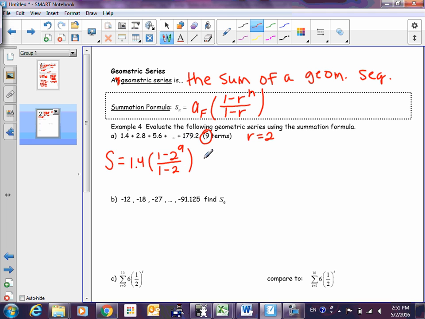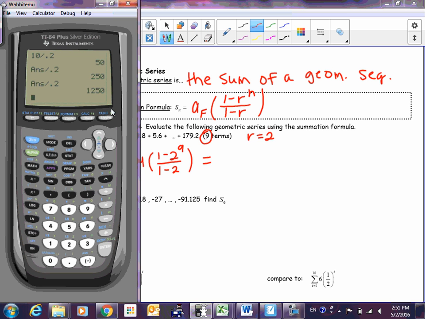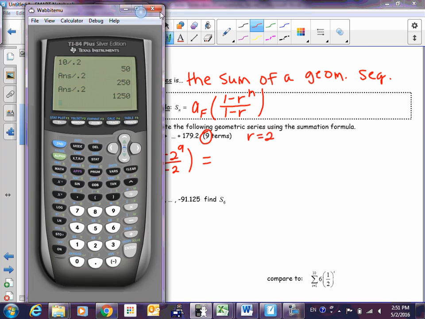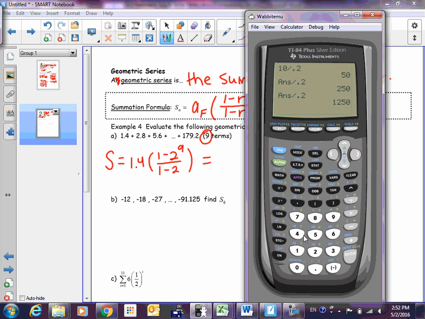Okay, where most people mess up here is with typing it into the calculator. So 1.4, then parenthesis, then 1 minus 2 to the power of 9. Hit the right arrow to close the parenthesis. And then do divided by, sorry, let me hit that divided by a little bit harder. Divided by parenthesis 1 minus 2.